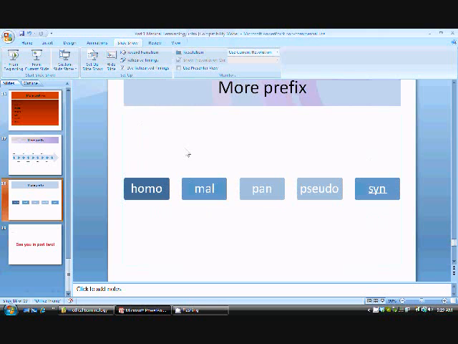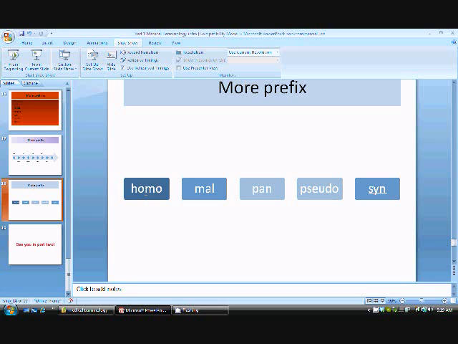Some more prefixes. Homo, mal, pan, pseudo, and syn. Do not confuse homo with heme. Please do not confuse homo with heme. I've seen this happen a few times. Mal is bad. And pan is around, as in pandemic. Pseudo, false.